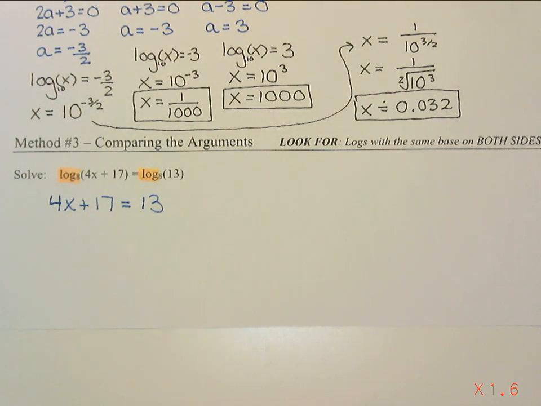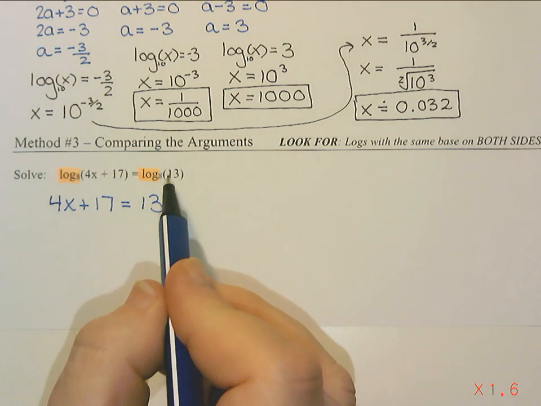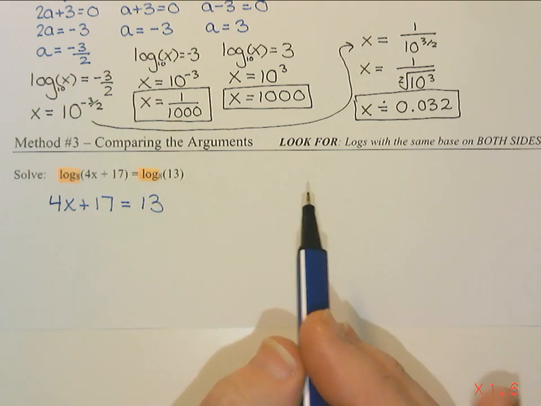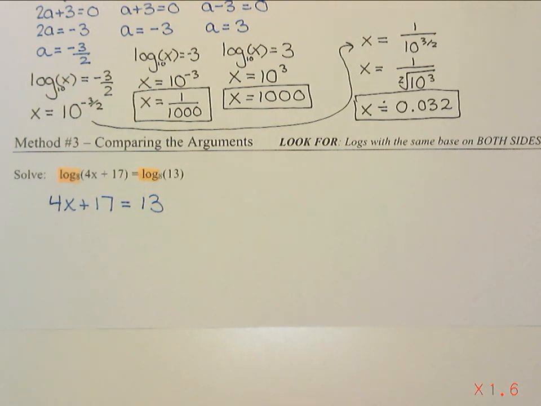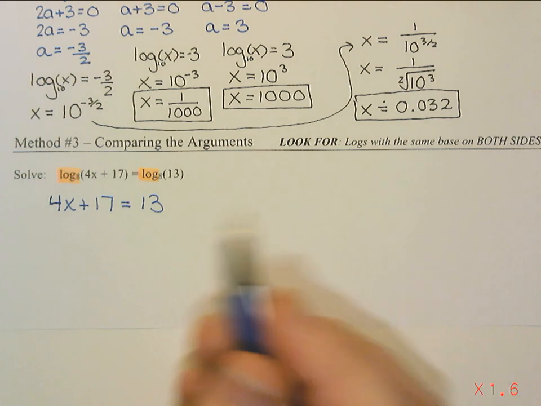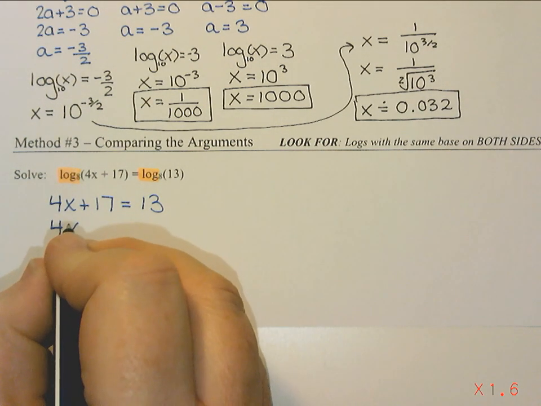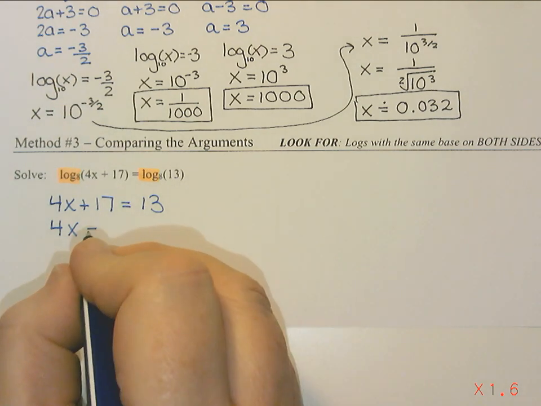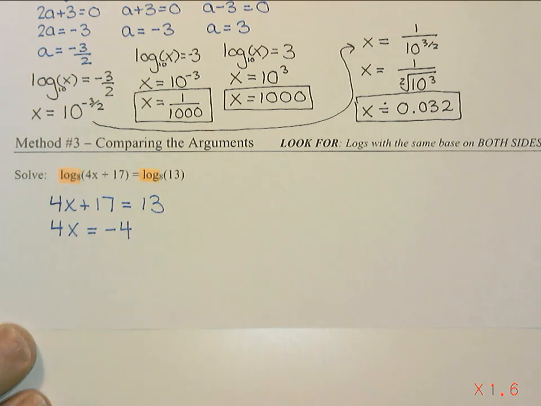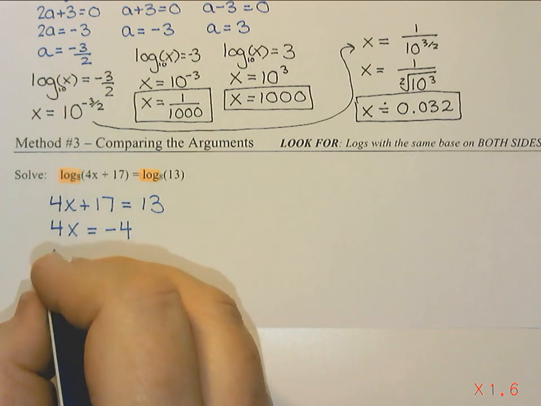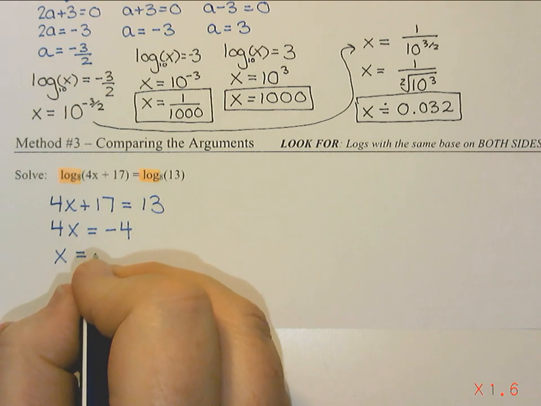And I only do this when I have one log on each side, no other terms, right? They have the same base, but usually different arguments. This is now a polynomial, so I can just solve. I would subtract 17 from both sides. 13 take away 17 is -4. And then I would divide both sides by 4 to get that x equals -1.